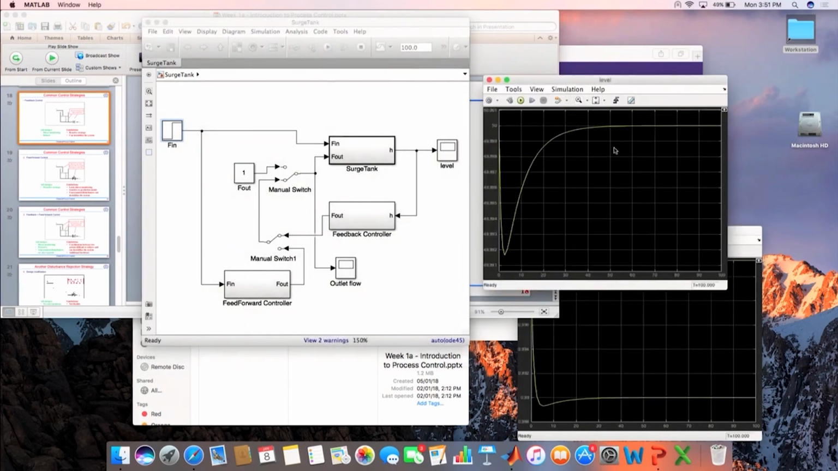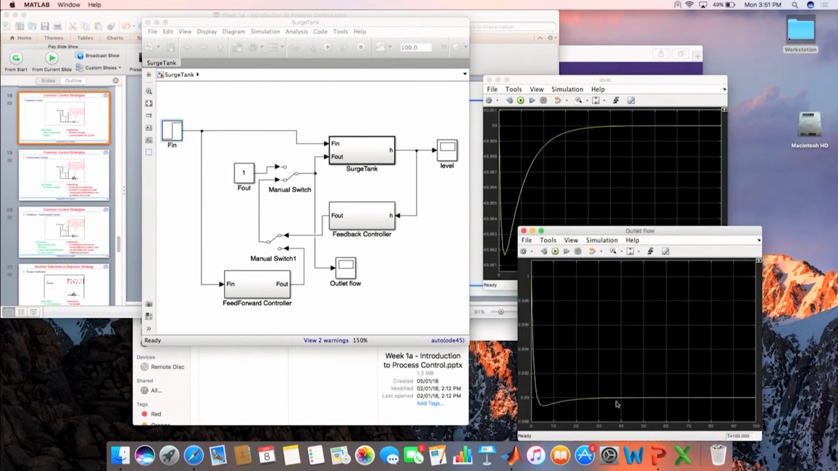You can see that the feedback control system is able to maintain the height inside this tank at the desired value, and this is done by reducing the outlet flow rate such that the total of the outlet flow rate plus the leak flow rate, which is not measured, is maintained equal to the inlet flow rate.